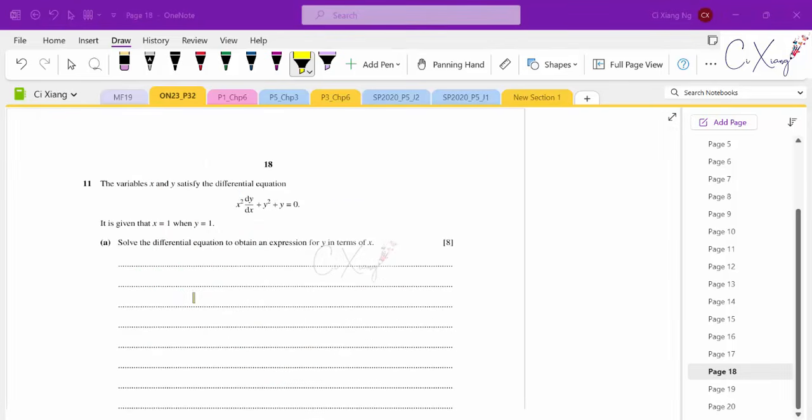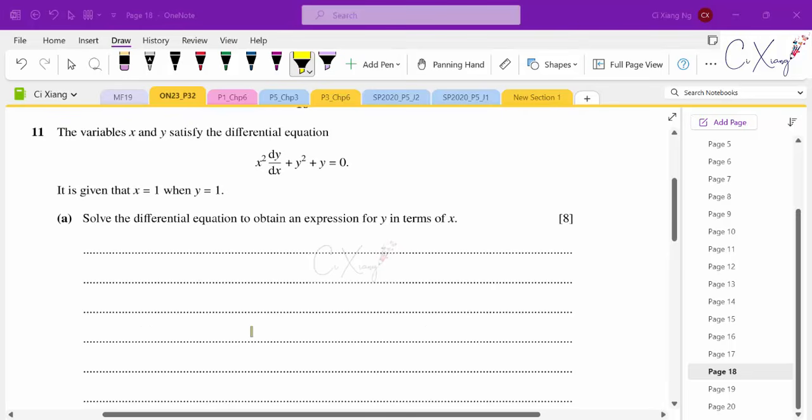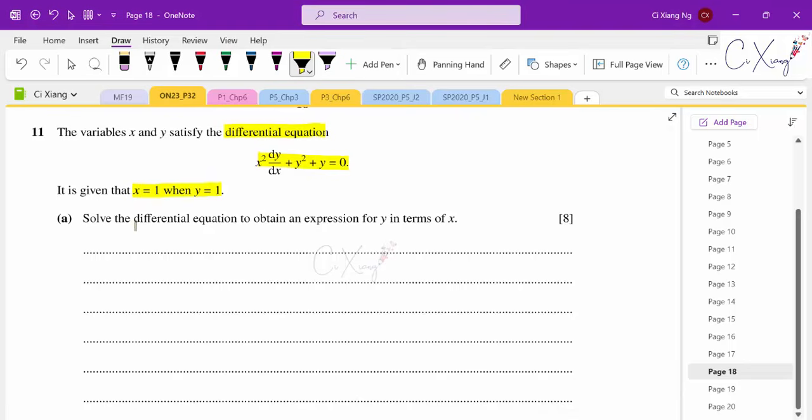Okay, so now we are at the last question for this paper, question 11. We are given the differential equation and provided the value when x equals 1, y equals 1. They want us to solve the differential equation to obtain the expression y in terms of x. So first we have to solve this differential equation, and after that, rephrase it to become y in terms of x. First of all, we want to group all the x variables on one side and all the y variables on the other side. So this is what we have as the original differential equation.